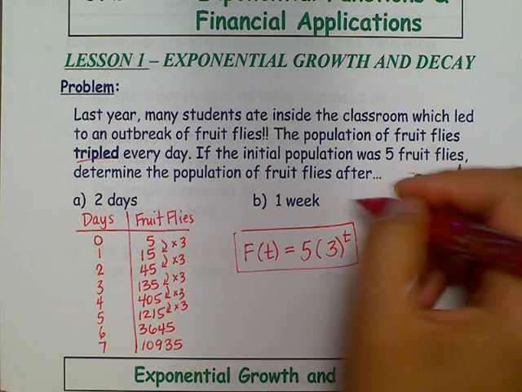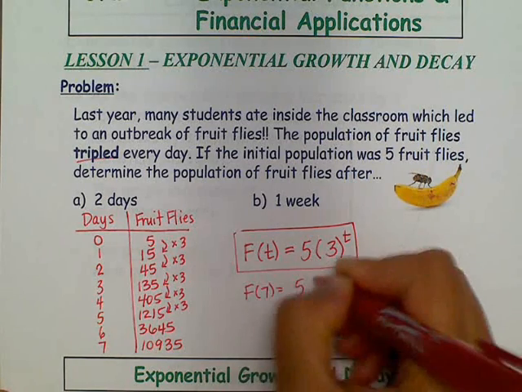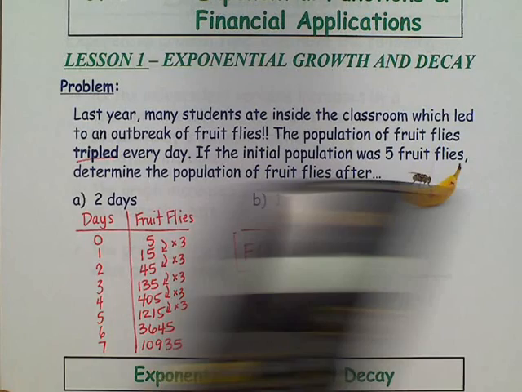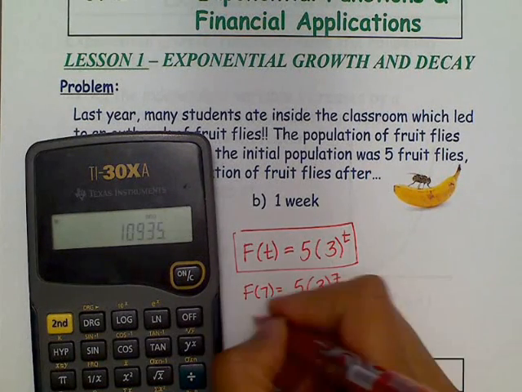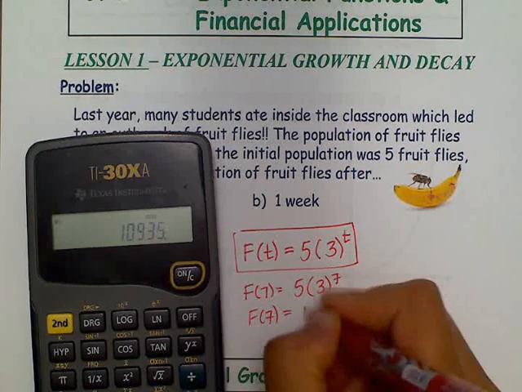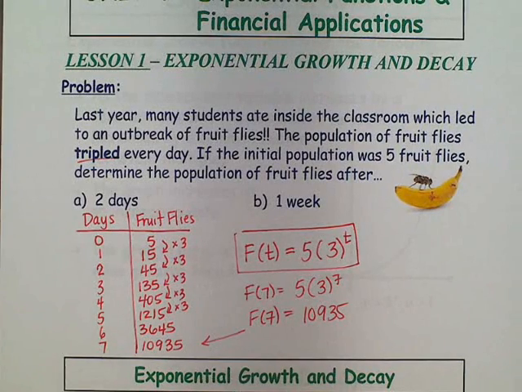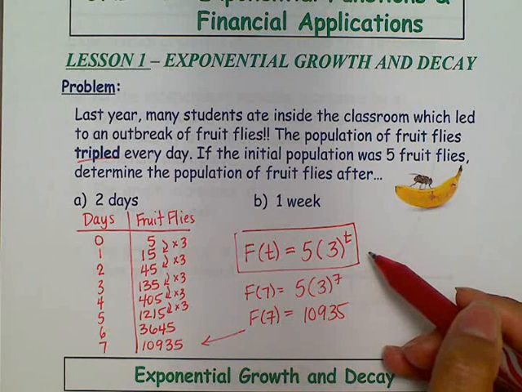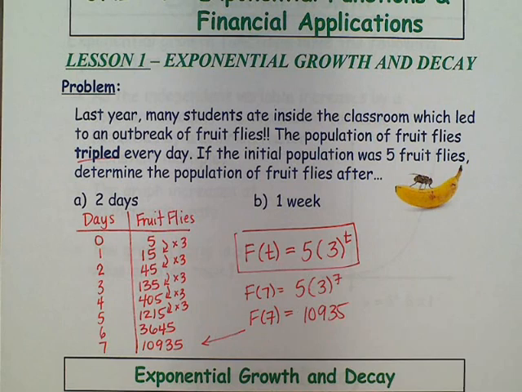Now if I wanted to know the number of fruit flies after a week, all I need to do is plug it into the formula. And I get 5 times 3 to the exponent 7. And if I do this on the calculator, 5 times 3 to the exponent 7 is equal to 10,935 fruit flies. And if you actually look at our table, we get the exact same answer. So we're going to look at how to write a formula here so that we can figure out the number of fruit flies or any other insect or object when we look at an exponential growth or decay.